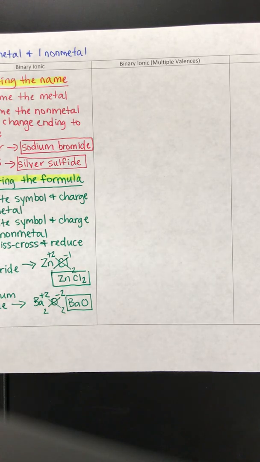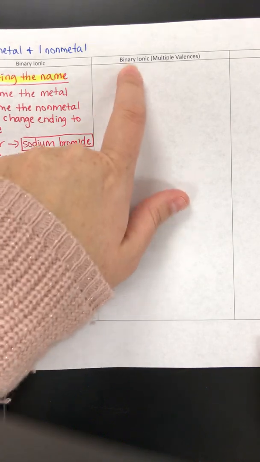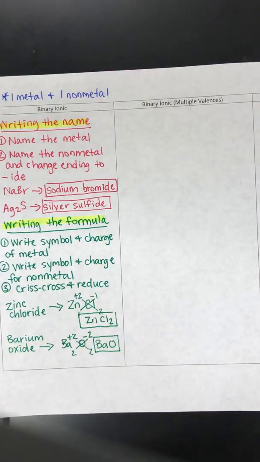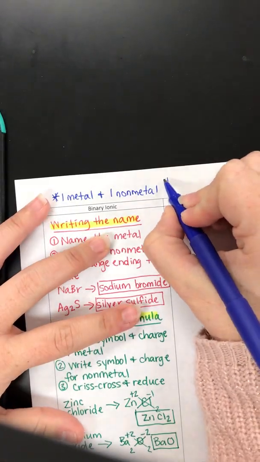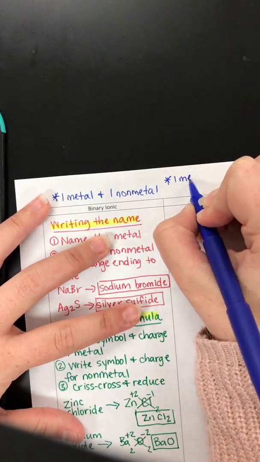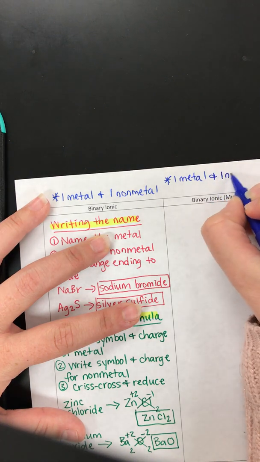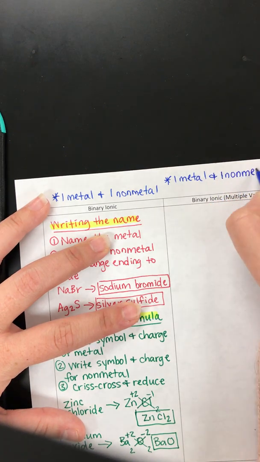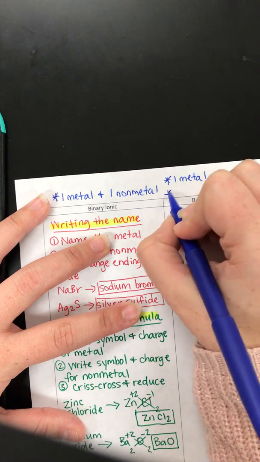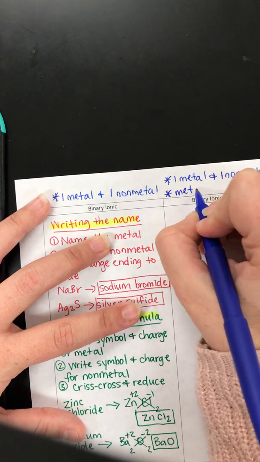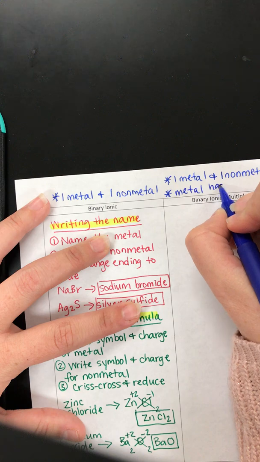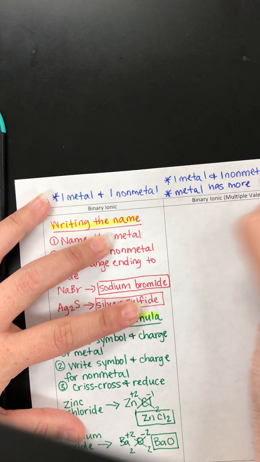Okay, so this is now day 2 of our notes. So this is binary ionic with multiple valences. So it's still going to be, I'm going to write this above, it's still going to be one metal and one nonmetal. But the new thing is that the metal has more than one charge.